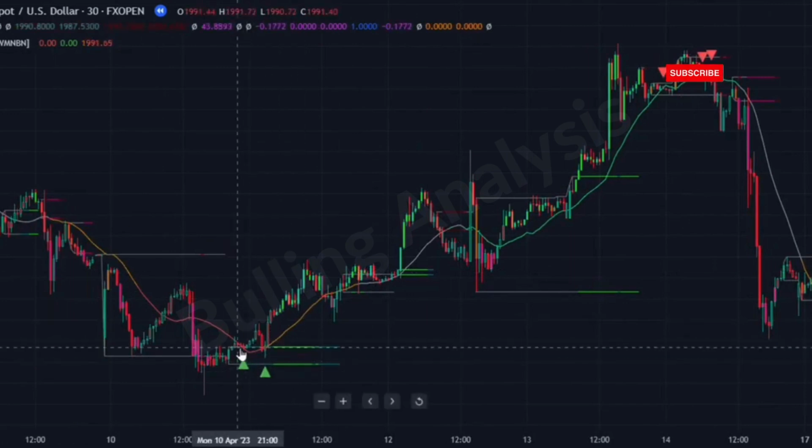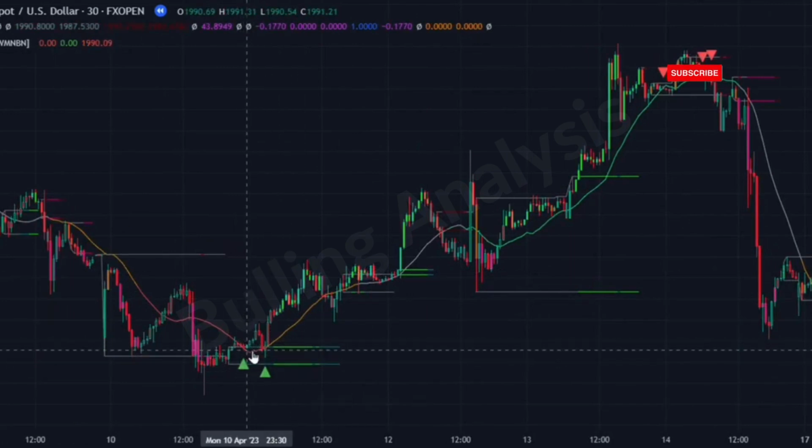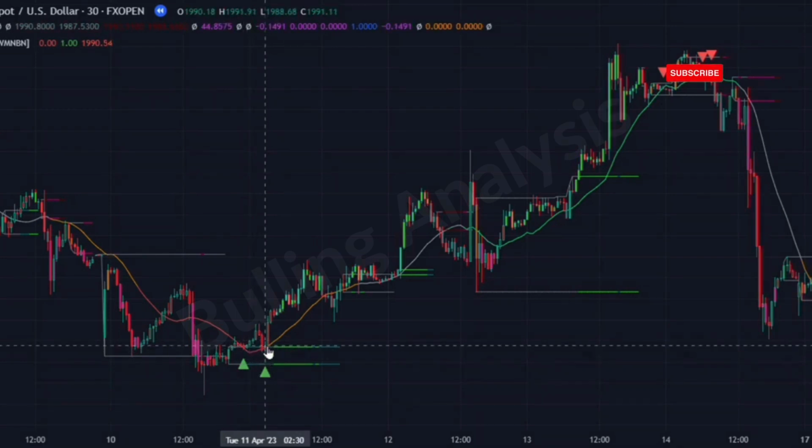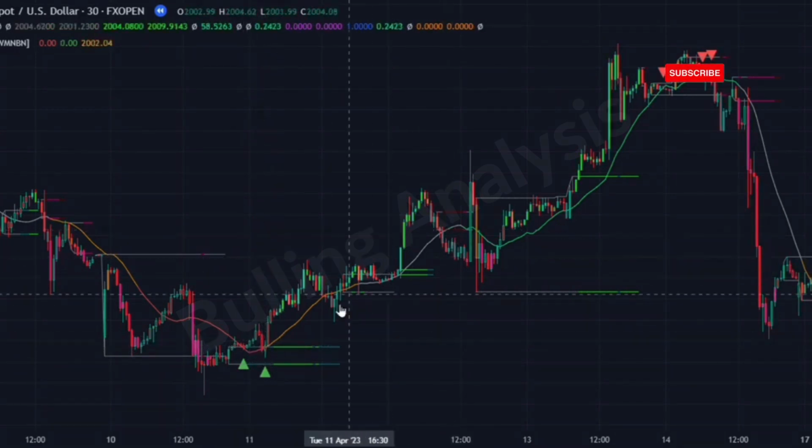Okay, it even gets better. Here we had a signal, we had a breakout. Here we had another signal, and we had another breakout. And we can see price went in our favor.